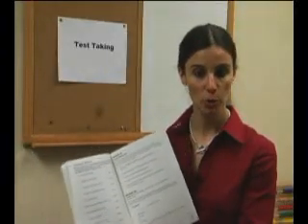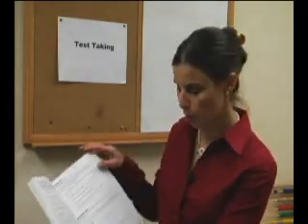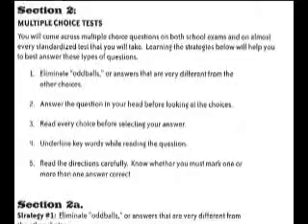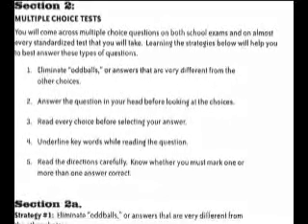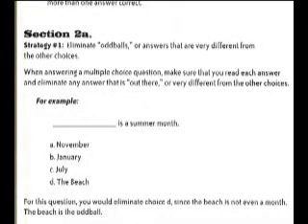For the next section, section 2, we move into multiple choice tests. There are 5 different strategies that we teach students for solving multiple choice questions. The first strategy tells students to eliminate oddballs, or answers that are very different from the other choices. For example, blank is a summer month.